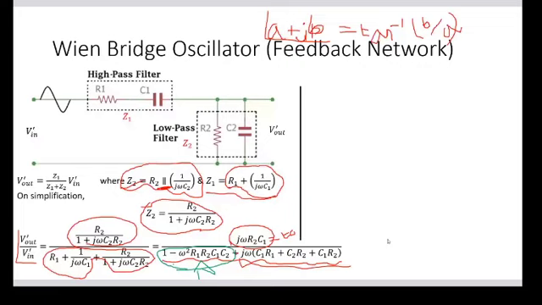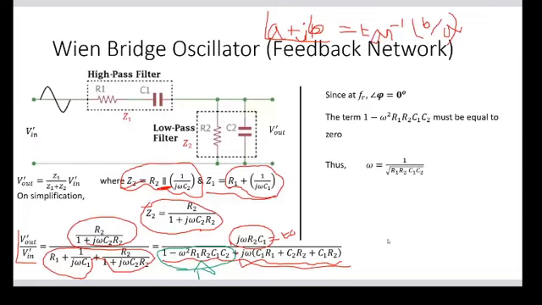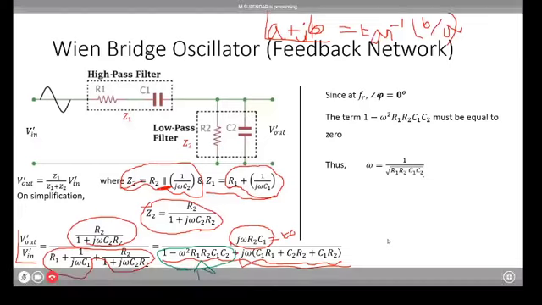This term is made 0, and if we rearrange that term, then omega will be equal to 1 by root of R1 R2 C1 C2, where we know that omega is equal to 2 pi FR. So I can write FR is equal to 1 by 2 pi root of R1 R2 C1 C2. That is the resonant frequency of your Wien bridge oscillator.